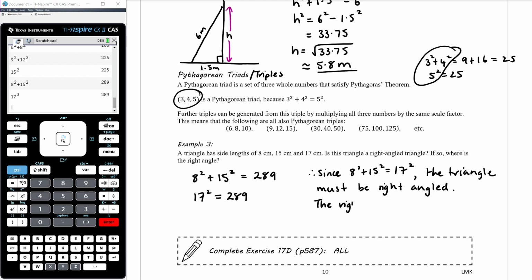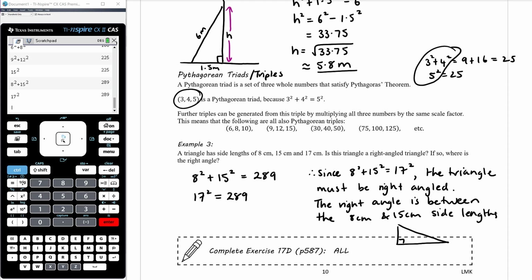Since 8 squared plus 15 squared equals 17 squared, the triangle must be right-angled. The right angle is between the 8 centimetre and 15 centimetre side lengths. Okay. So you can have a diagram to help you illustrate that. So if you've got 8 and 15 and 17, there would be your right angle there.